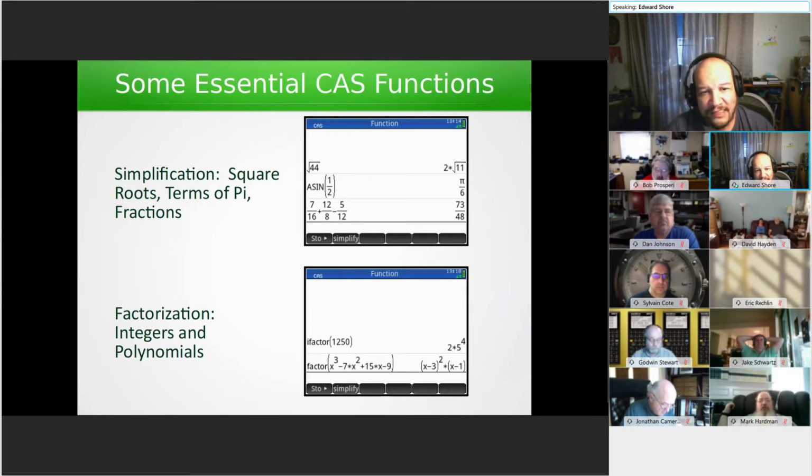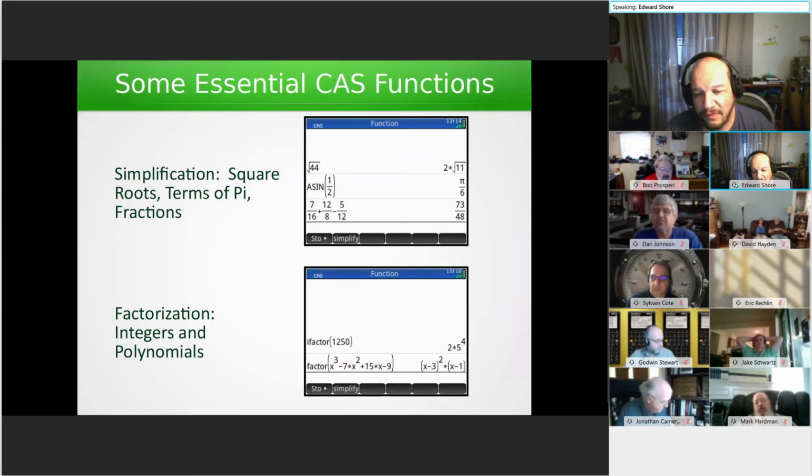The next essential CAS function is factorization. Now, you can have factorization of integers, but it also factorizes polynomials. So usually you're either going to have a factor command that does both integers and polynomials, or have two separate commands like the HP Prime here. The ifactor is the factorization of integers. So if I take an ifactor of 1250, I end up with 2 times 5 to the 4th power.